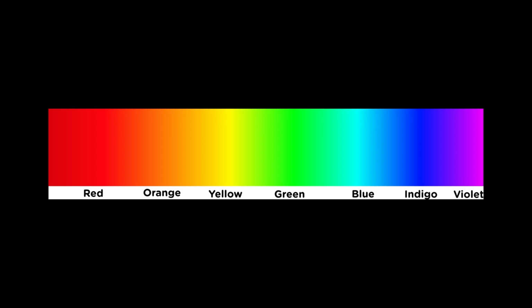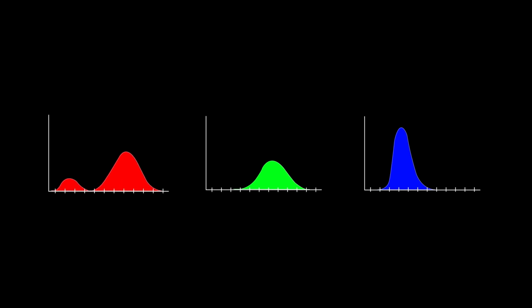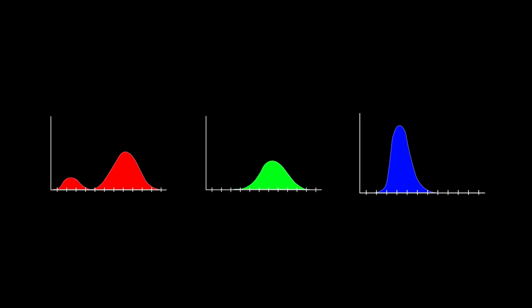The human eye has 3 types of color or cone photoreceptors. Each cone type responds to a different range of wavelengths within the visible light spectrum, with the highest sensitivity to red, green, and blue wavelengths. These 3 primary colors define how we see color.